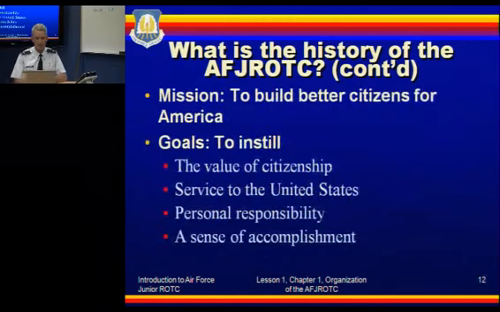Our simple mission is to build better citizens for America. I don't see anything in here that says recruit. I don't want to recruit you guys and send you off to Afghanistan, and I don't really care about what you do after life in high school, but I do care that you have a purpose, you have a goal, and you're proceeding towards those goals.